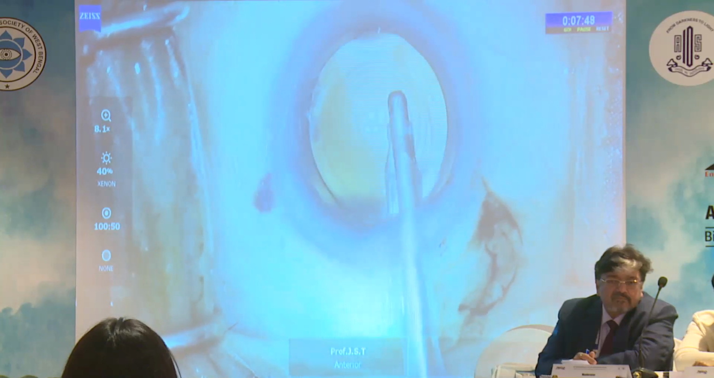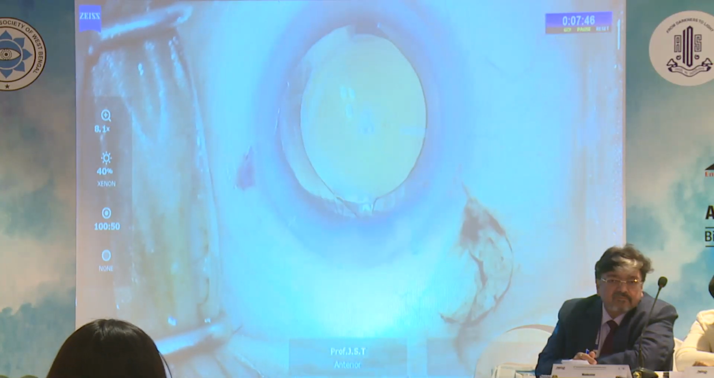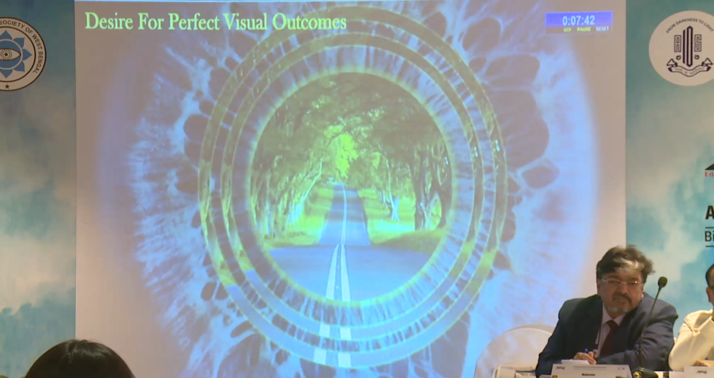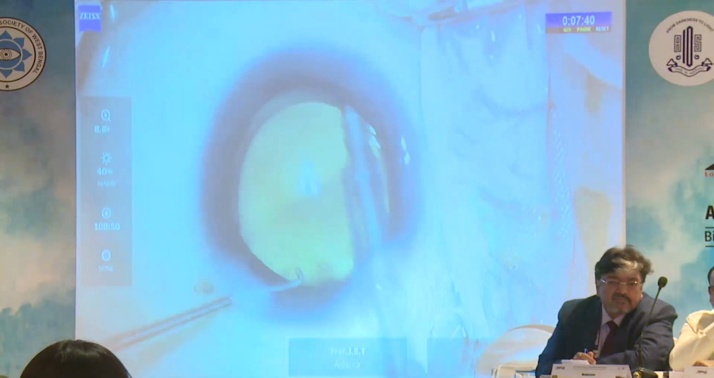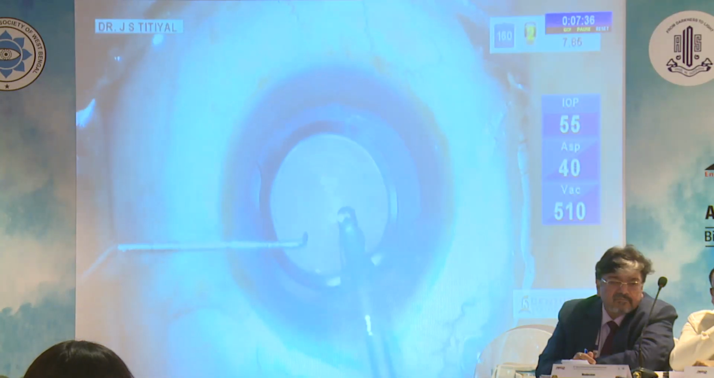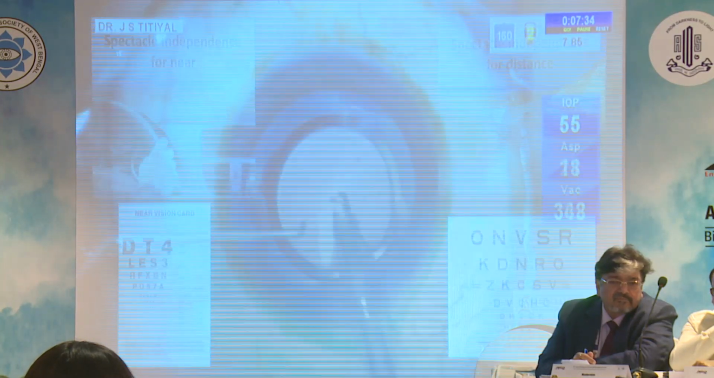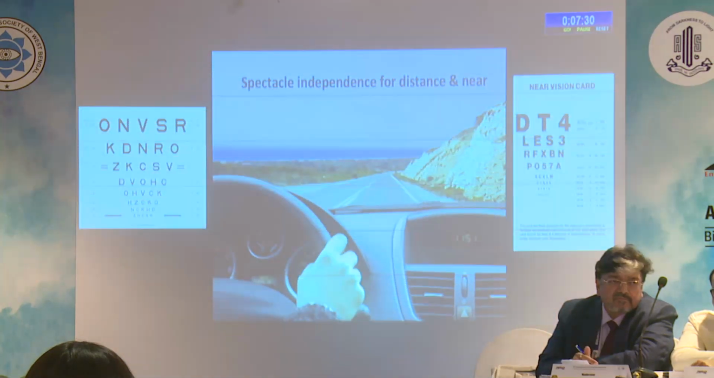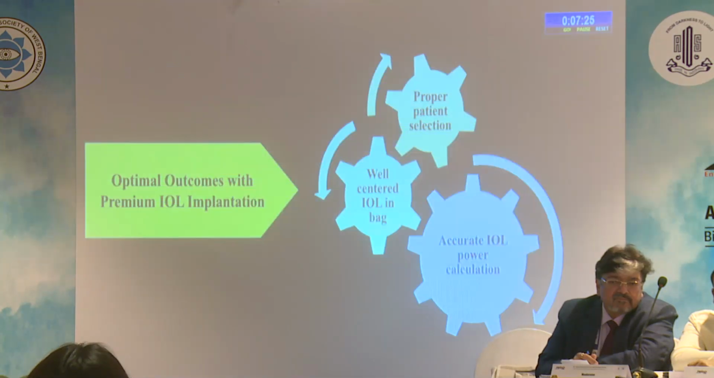Modern day phacoemulsification has evolved into refractive cataract surgery, with patients desiring perfect outcomes. Premium IOLs, including toric IOLs, multifocal IOLs, and extended range of vision IOLs, are being increasingly implanted to help achieve spectacle independence at all distances with excellent visual quality.